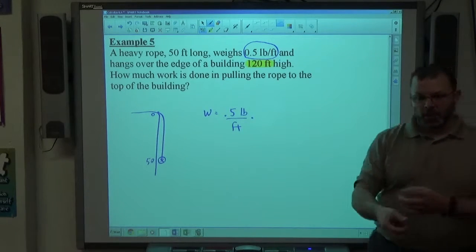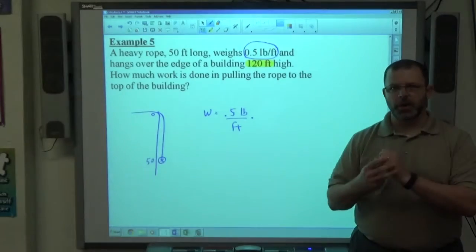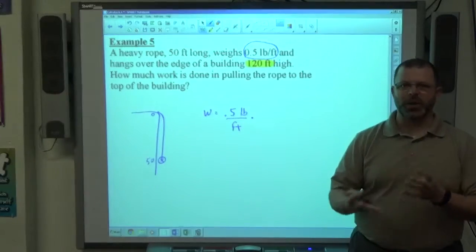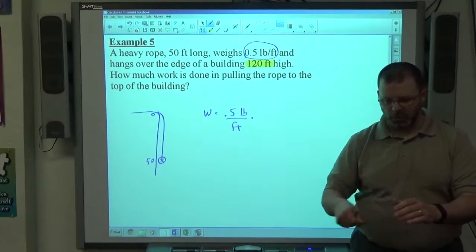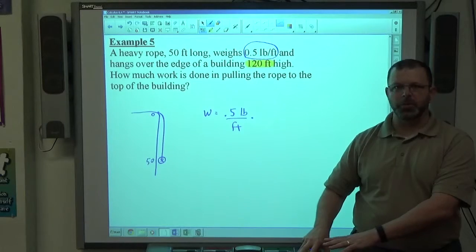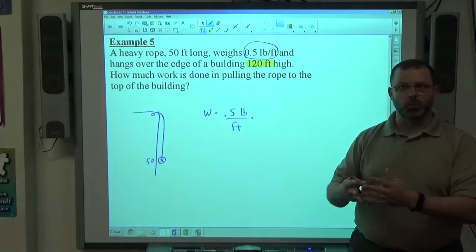But once I pull a foot of the rope up, now there's only 49 feet of rope. Once I pull another foot up, now there's only 48 feet of rope. So the weight's changing. As we're pulling it up, there's less rope hanging, because as we pull it up, the rope's just sitting in a pile on the top of the building, right? So the rope's getting shorter, shorter, shorter as we pull it up, so the rope's changing.